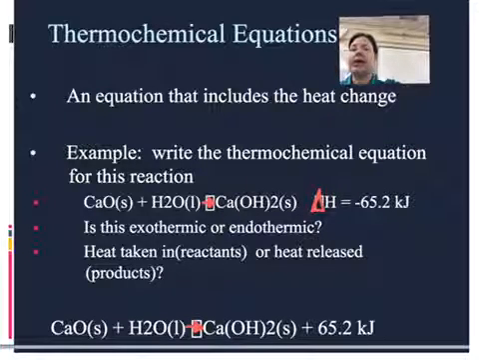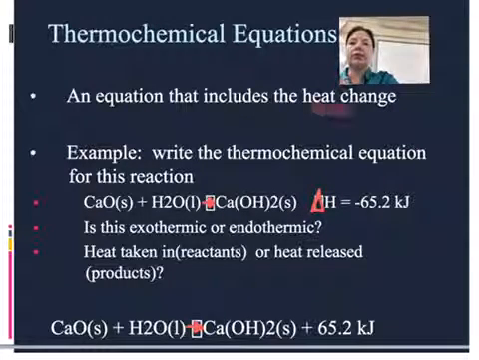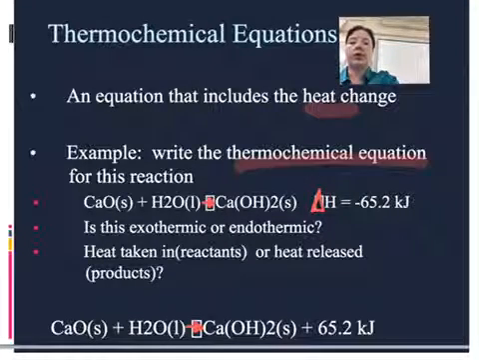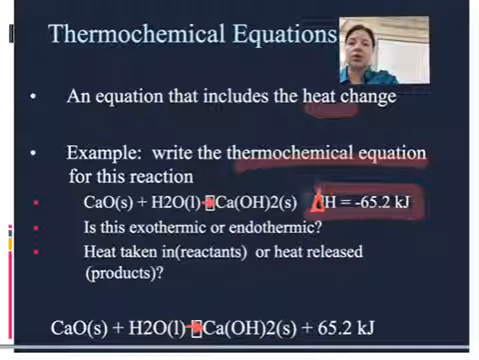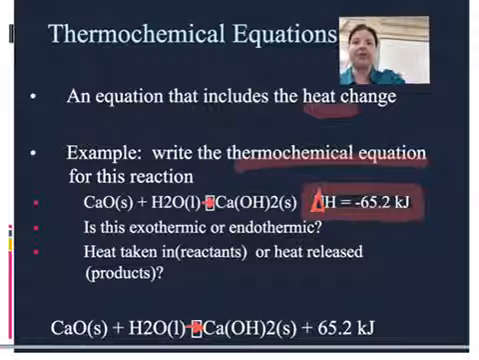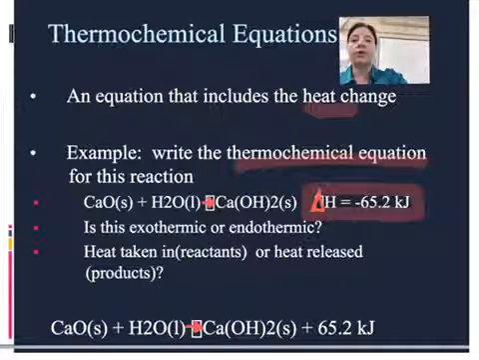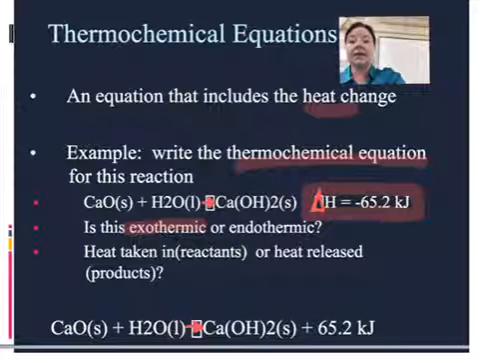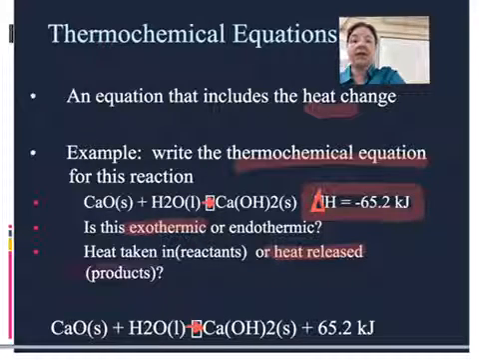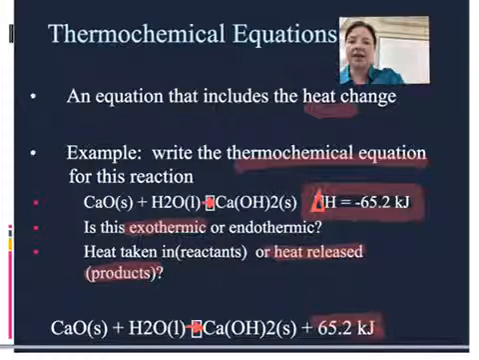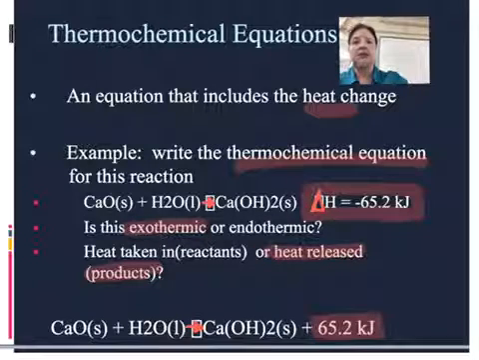So now when we're writing chemical equations, we're going to include the heat change that we see. When we write a thermochemical equation, we're going to include the delta H. So write this in: our change in heat energy is negative 65.2 kilojoules. Remember, if delta H is negative, it's exothermic, and heat is being released, which means that heat is a product. So when we rewrite this equation, we put that 65.2 kilojoules as a product.